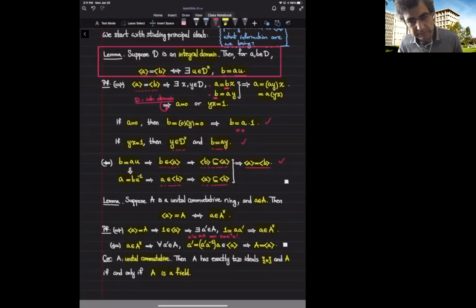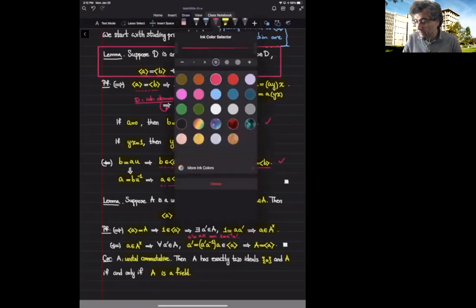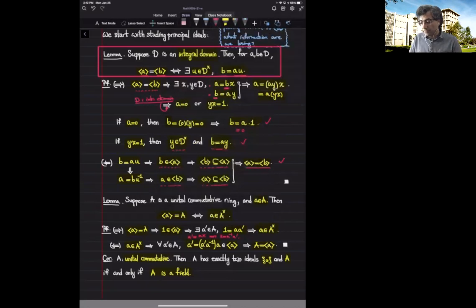Okay, so let's go further and see what else we can get, how much information we can get from knowing that the ideal generated by A is in fact the entire ring. So in this case, we get a very good statement even for an arbitrary unital commutative ring. If R is an arbitrary unital commutative ring, then a principal ideal generated by A is the entire ring precisely when A is a unit. Okay, so that's what we want to show. Again, this is if and only if, which means I have to go from left to right and right to left. Let's start from left to right.